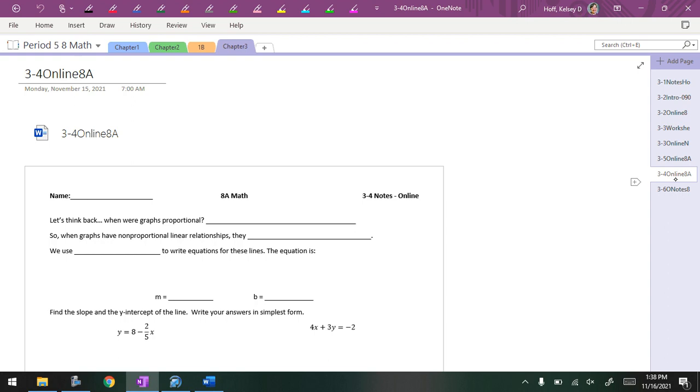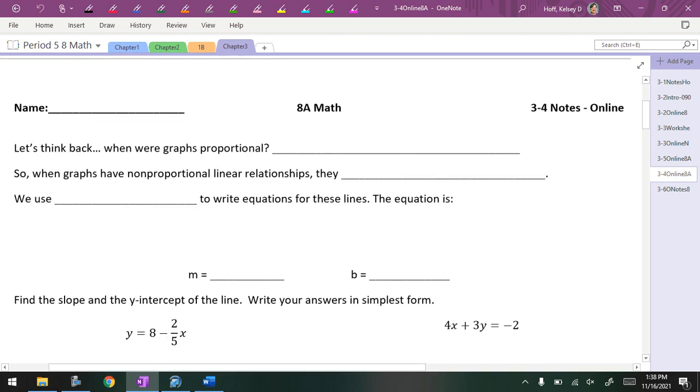Let's think back. Way back to lesson 3.1. We talked about the word proportional. When you look at a graph and you can tell a graph is proportional, what do you see? Goes through the origin. One other thing. Very good. It's a straight line, Jack. Goes through 0, 0, and it's a straight line. That meant it was proportional.